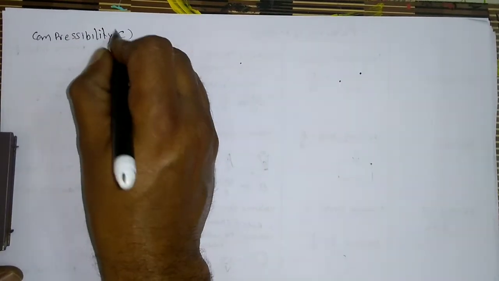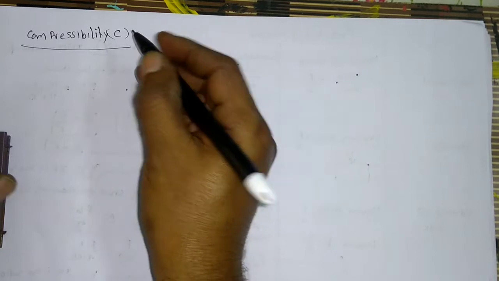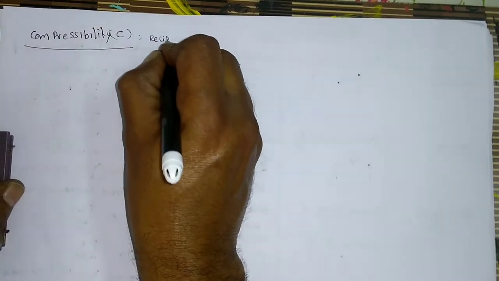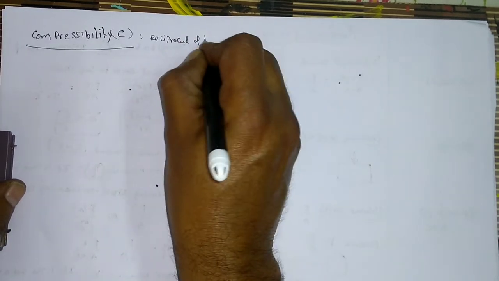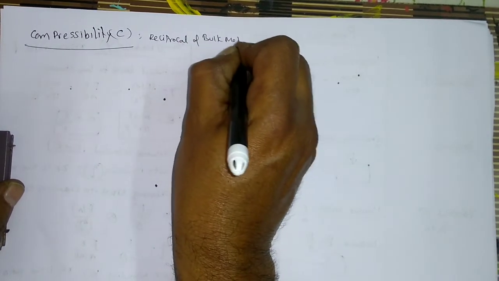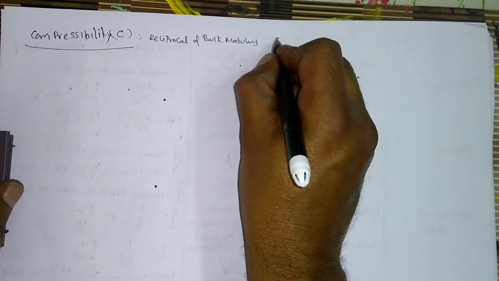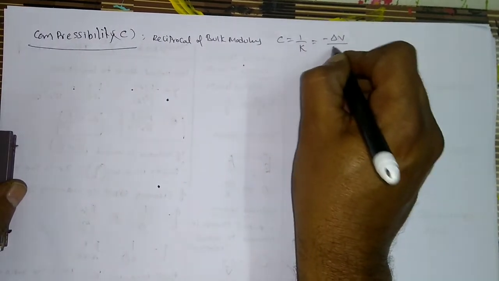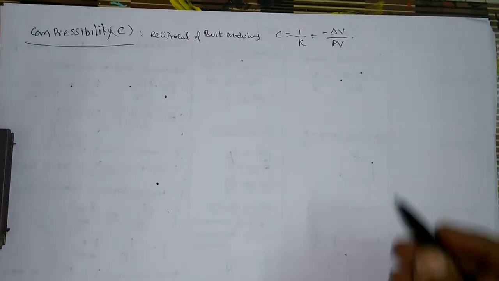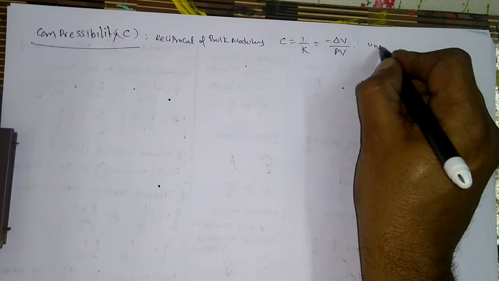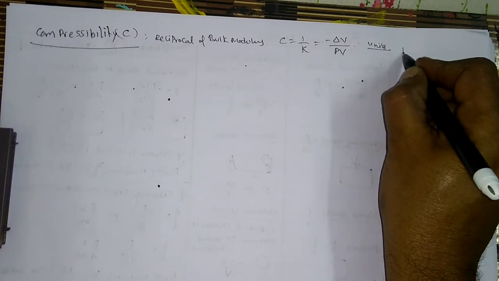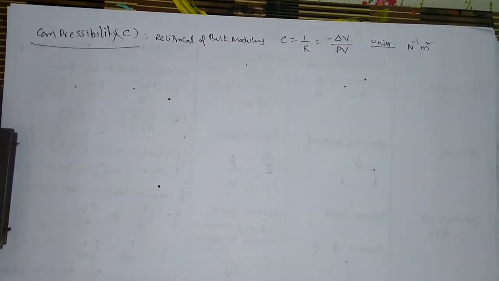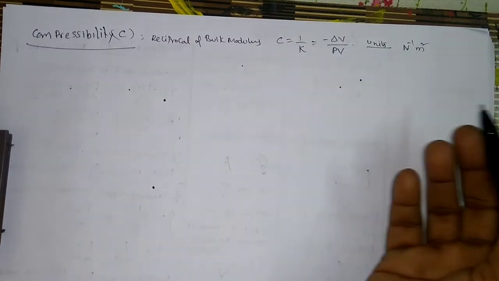Represented by C. The simple definition of compressibility is the reciprocal of bulk modulus. You can write it mathematically, C is equal to 1 by K, or simply minus delta V by PV is the formula. Units are, as usual, reversed: Newton power minus 1 meter square. As usual, you can check the dimension formula.